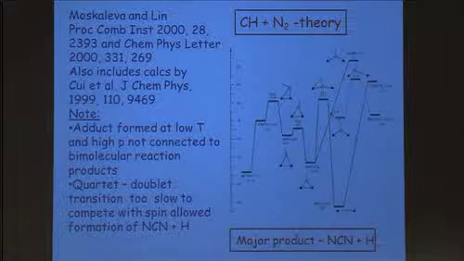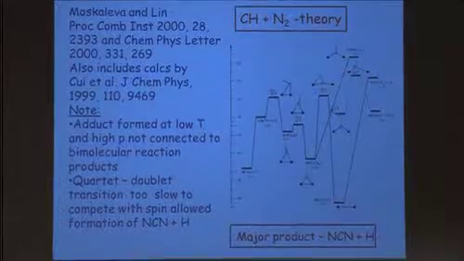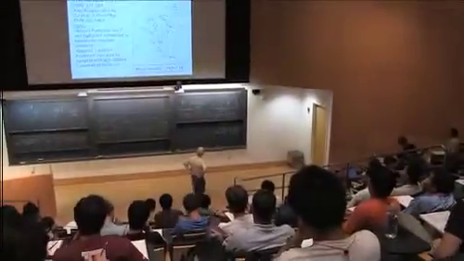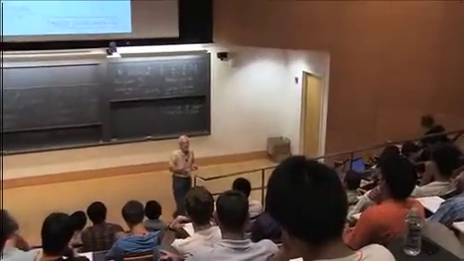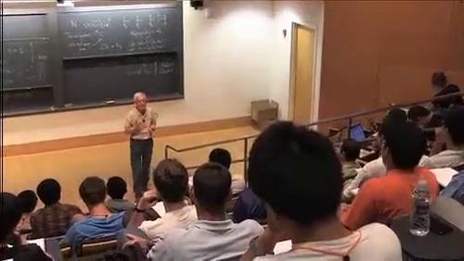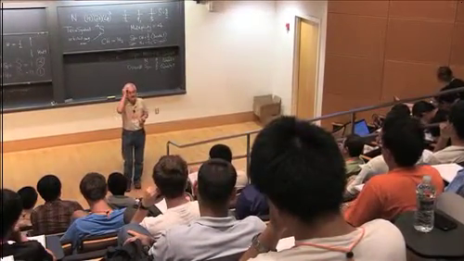Yep. So the CH has 3 radicals, so it could be a doublet or a quartet also. Is that correct? Yeah, but the ground state is a doublet. Okay? Yeah, there are quartet excited states, but the ground state is a doublet.